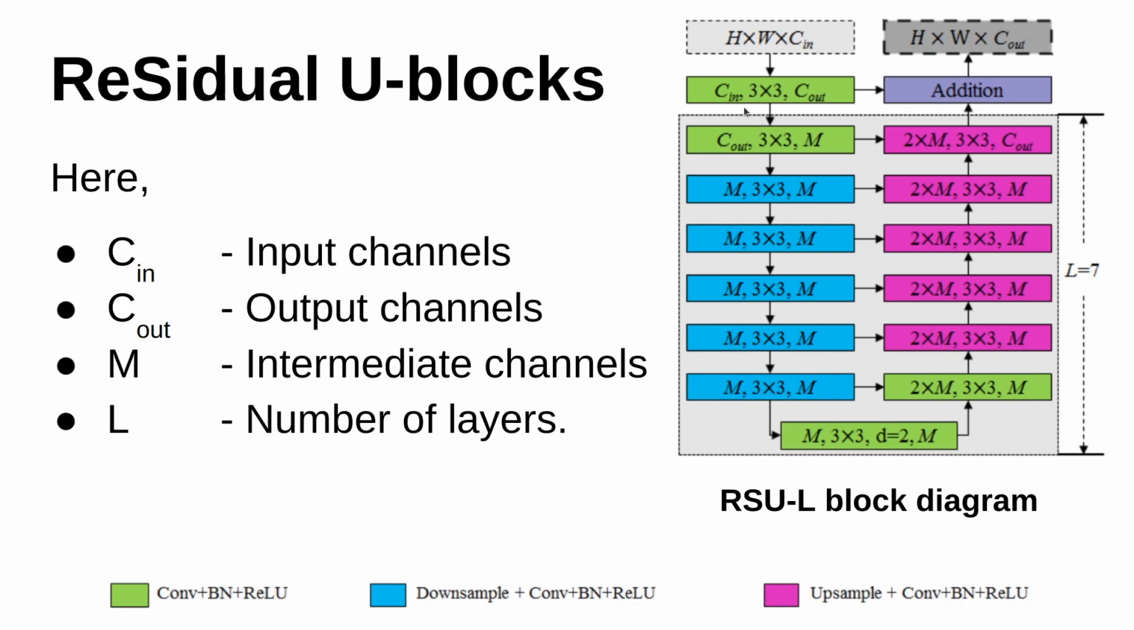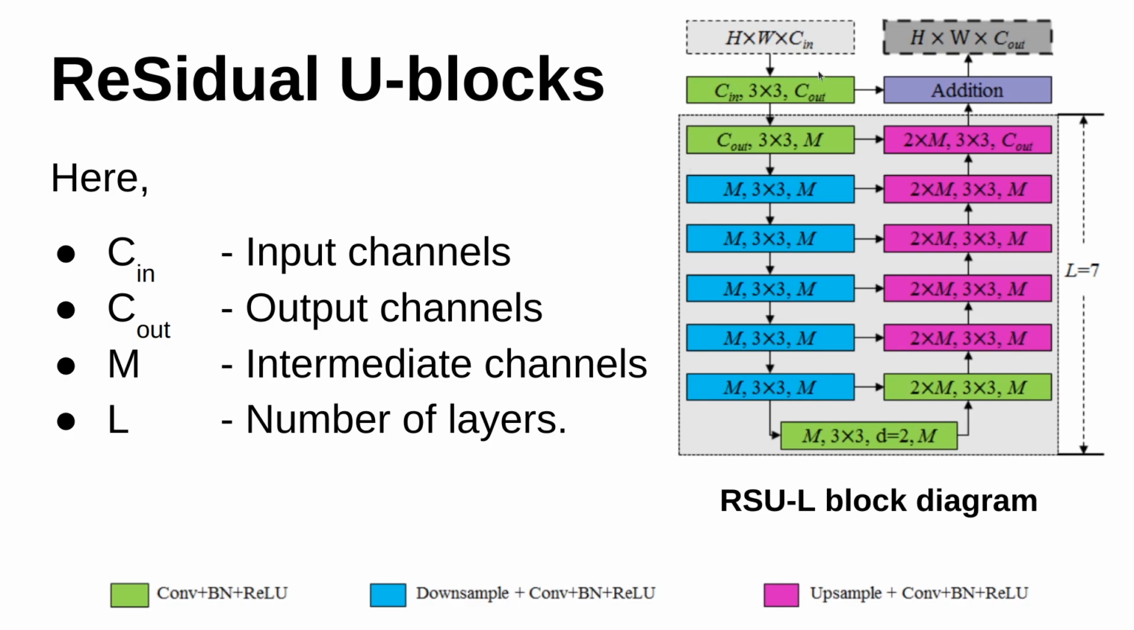Here you can see some of the annotations where Cin means the number of input channels, Cout refers to the number of output channels, M refers to the intermediate channels, and L refers to the number of layers, or you can say the height of this U-shaped architecture.